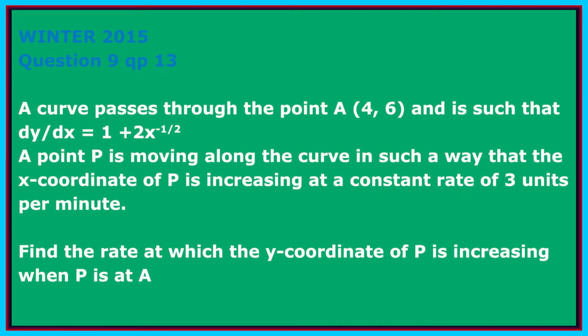2015 winter question 9, QP13. A curve passes through the point A (4, 6) and is such that dy/dx is equal to 1 plus 2x to the power -1/2. A point P is moving along the curve in such a way that the x-coordinate of P is increasing at a constant rate of 3 units per minute. I. Find the rate at which the y-coordinate of P is increasing when P is at A.